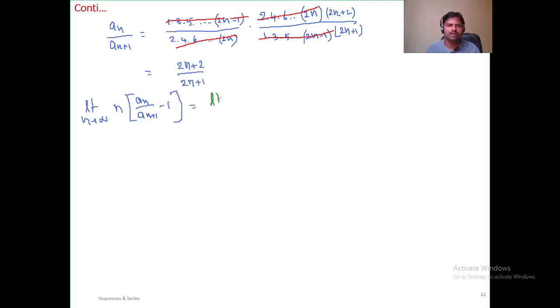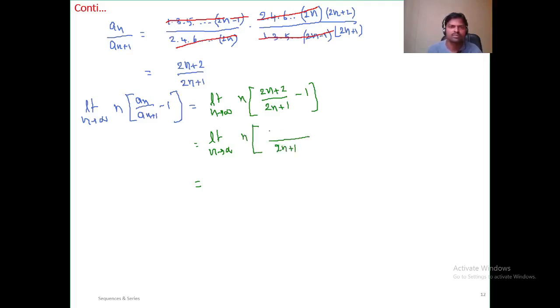So this is limit n tends to infinity, n into, what is an by an plus 1? Simply 2n plus 2 by 2n plus 1, minus 1. Take the LCM inside. So n is outside and inside the LCM is 2n plus 1. So that difficulty we can remove: 2n plus 2 minus 2n minus 1. Now minus 2n plus 2n is out, and 2 minus 1 is 1. So 1 by 2n plus 1.